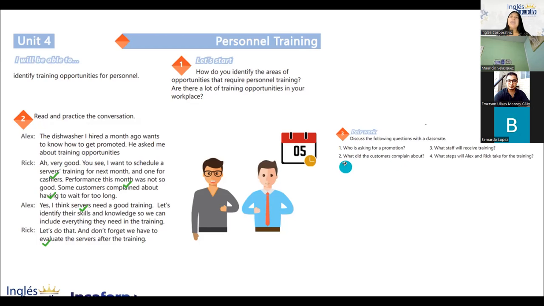The dishwasher. Perfect. And what did the customers complain about? Having to wait for too long. Correct. Customers complain about having to wait for too long. Perfect. And number three, what staff will receive training? What is the staff that will receive training? Servers. The servers.